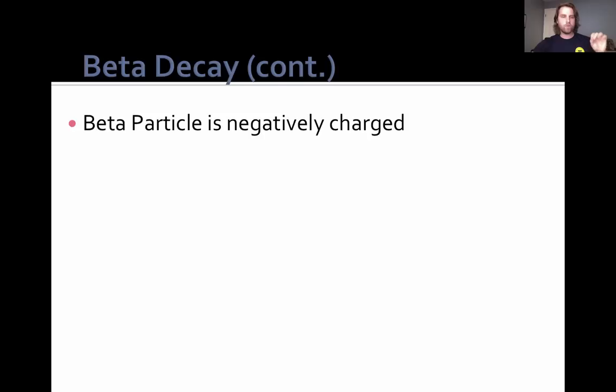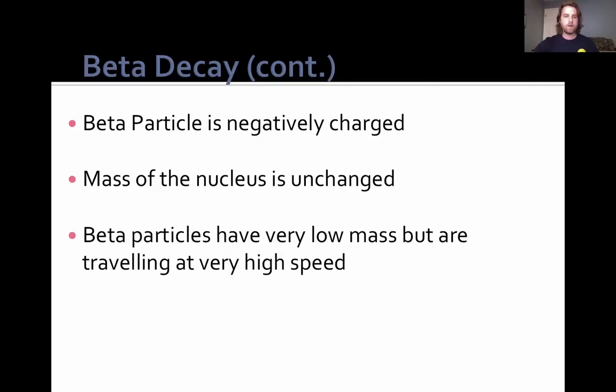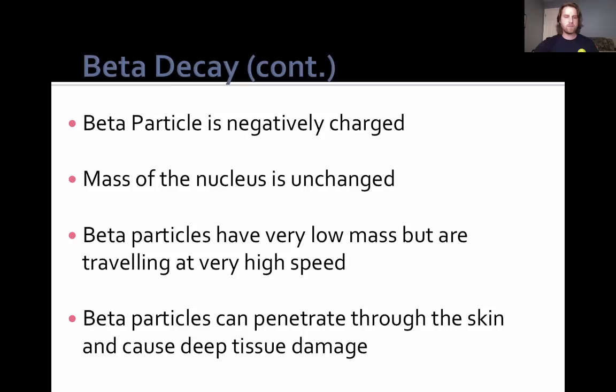So let's see what that looks like. First, know that a beta particle is negatively charged, just like an electron. The mass of the nucleus actually remains unchanged. It doesn't change the mass whatsoever. Beta particles have very low mass but travel at very, very high speeds, and they can penetrate through skin and cause some deep tissue damage.